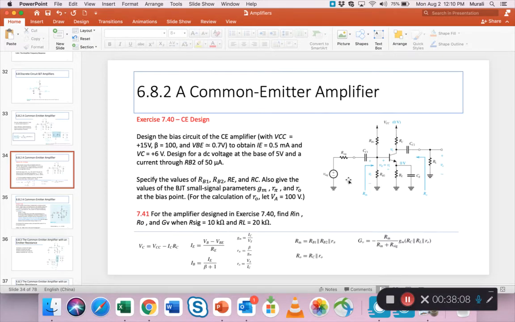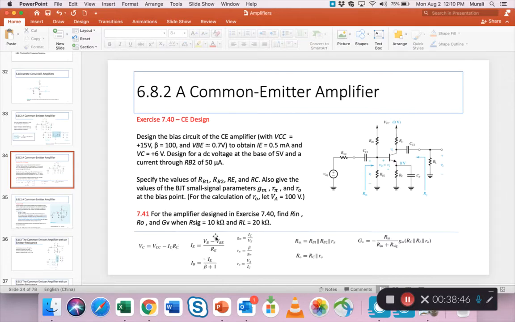So specify the values of RB1, RB2, R emitter and R collector. Also give the values of the small signal parameters gm, r pi, ro at the bias point. For the calculation of ro, let the Early voltage be 100 volts. That's 7.40. For 7.41, using this amplifier, find the input voltage, output voltage and overall voltage gain when our signal source is 10 kilo ohms and our load is given to be 20 kilo ohms.